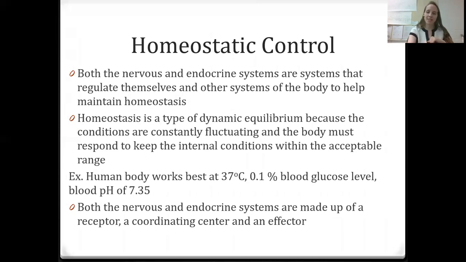Both the nervous and endocrine system are made up of receptors, a coordinating center, and an effector. So a receptor is something that gets the signal that there's a change happening. The coordinating center is the one that then tells the effector what to do, and the effector is the thing that actually makes the change happen.